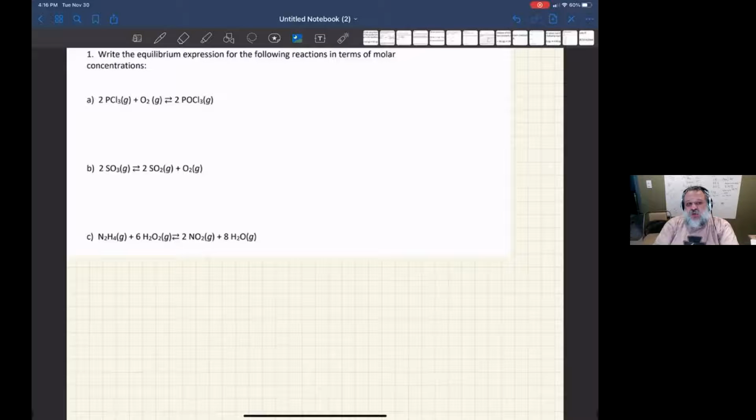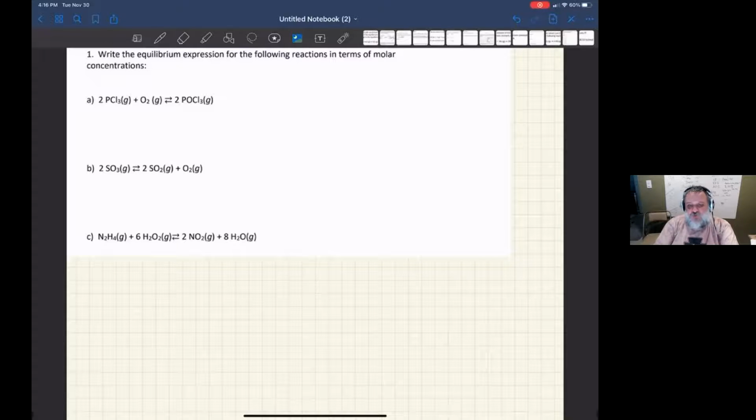Now, in general, what we say is that pure solids and pure liquids don't get included in the equilibrium expression because their relative concentrations are 1 and they would just cancel out. There's some more rigorous discussion of that you might have in a sophomore level class, but for general chemistry 2, we won't include solids and liquids. Now, everything here are gases.